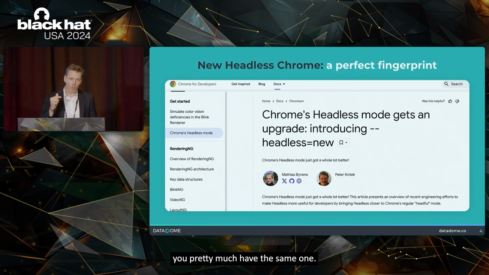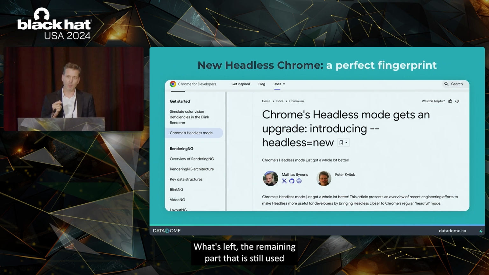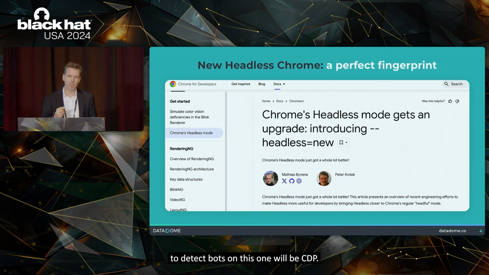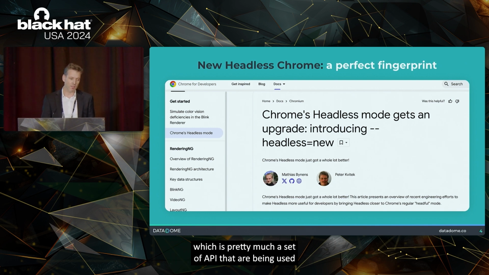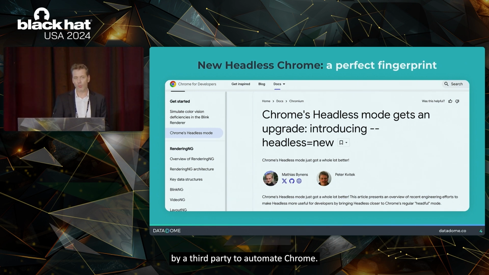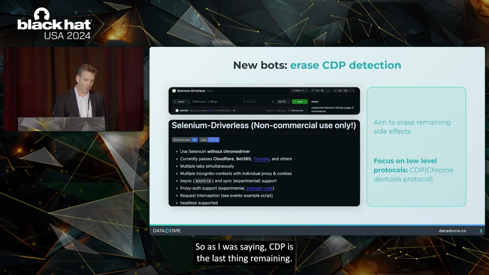What's left, the remaining part that is still used to detect bots on this one, will be CDP. CDP is the Chrome DevTools Protocol, which is pretty much a set of APIs that are being used by third parties to automate Chrome. So as I was saying, CDP is the last thing remaining.